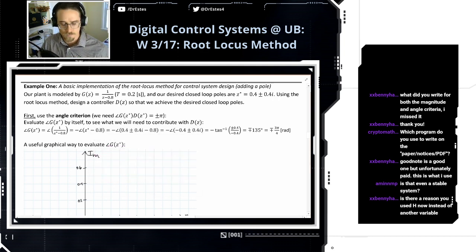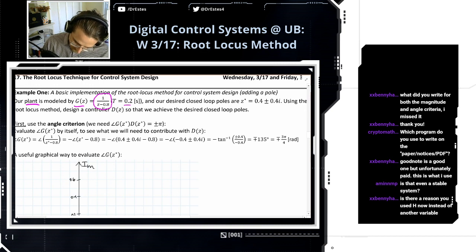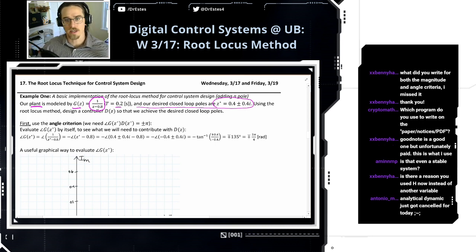Okay, let's say we have our plant, which is G of Z. So it's some first order model for a system. Let's say our sampling period is 0.2 seconds. So that's what? 5 samples a second. And okay, let's say I want my closed loop poles to be here. So I haven't designed a controller yet. I just have my plant.